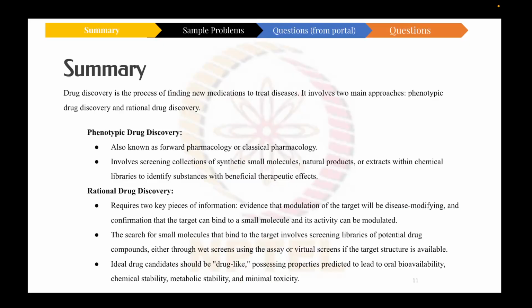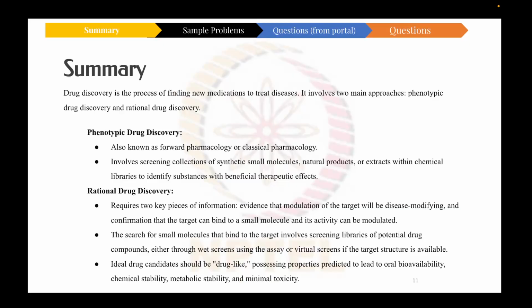Then we have rational drug discovery, also called reverse pharmacology. So, this rational drug discovery begins with the hypothesis that modulation of a specific biological target may have therapeutic value. It requires two key pieces of information: evidence that modulation of the target will be disease modifying, and confirmation that the target can bind to a small molecule and its activity can be modulated.